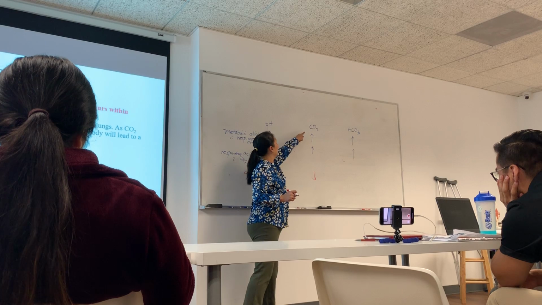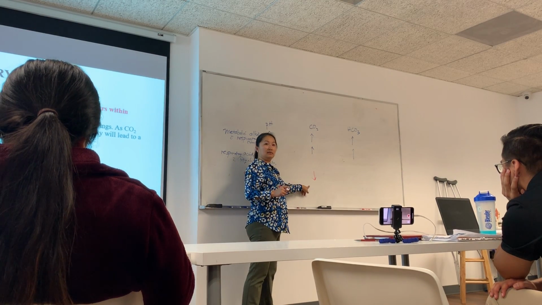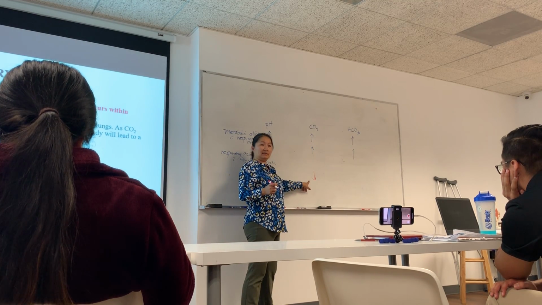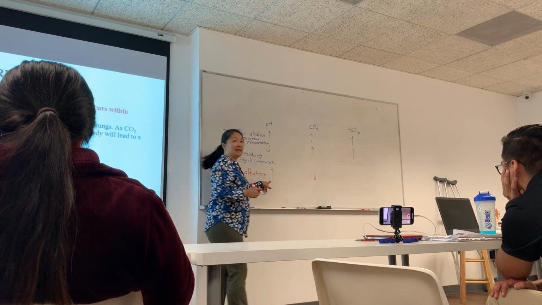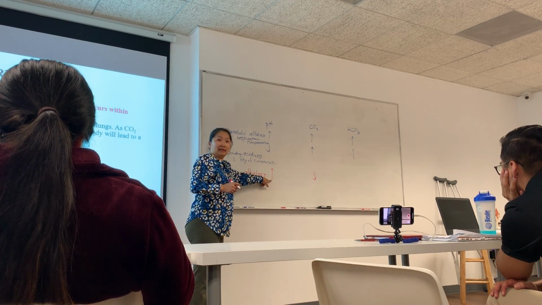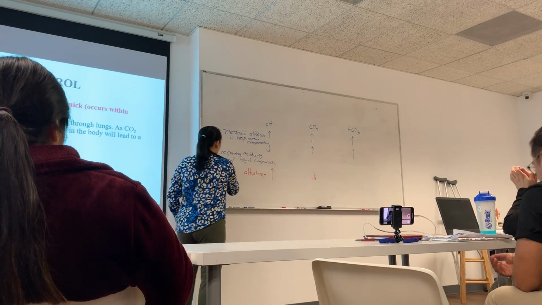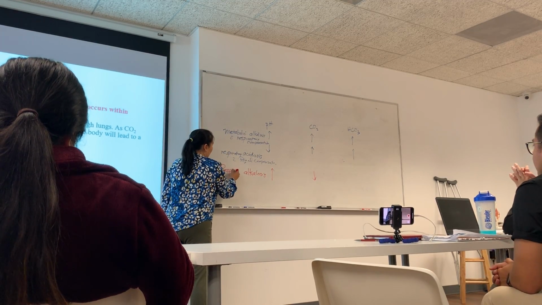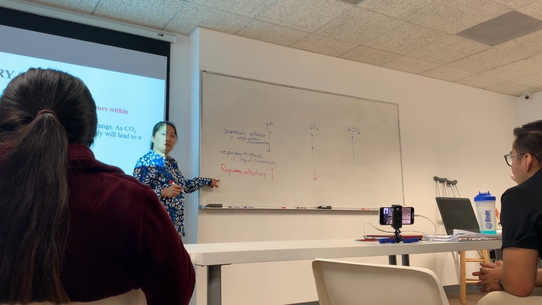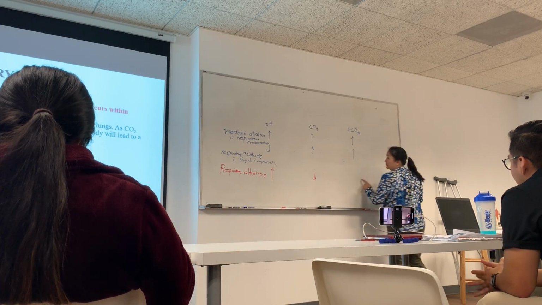If your CO2 is low, that means you've blown out acid. If you've blown out acid, would you be acidic or basic? You'd be basic. So this alkalosis is due to a respiratory cause. So this is respiratory alkalosis. And how will the renal system compensate?